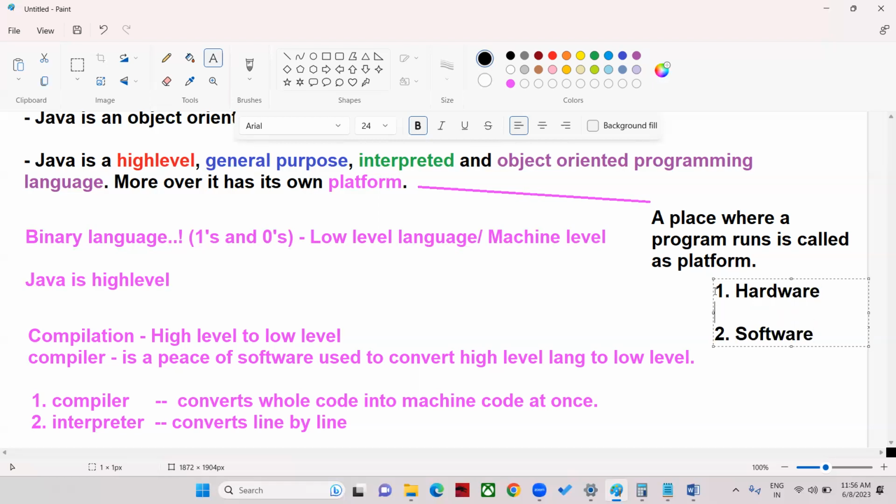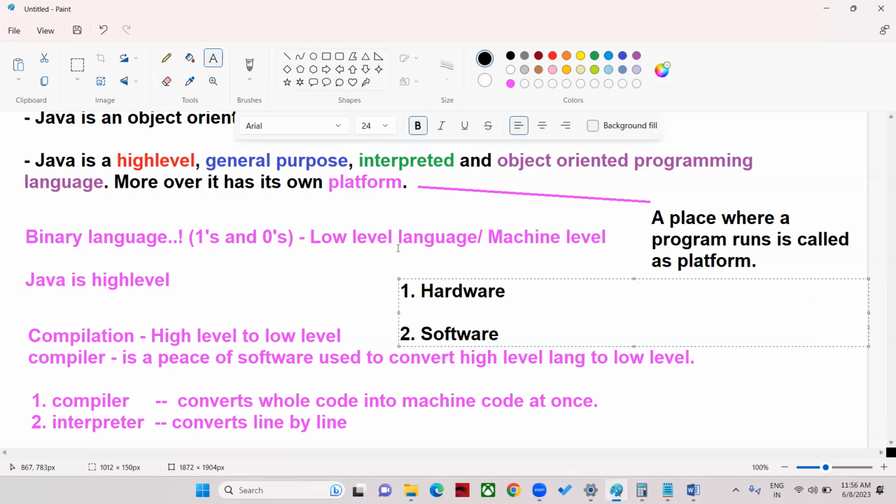The processor in the CPU, that processor is called as hardware platform. The processor is the reason why the whole process works. Yes, this is the processing unit. So the processor is called as hardware platform.